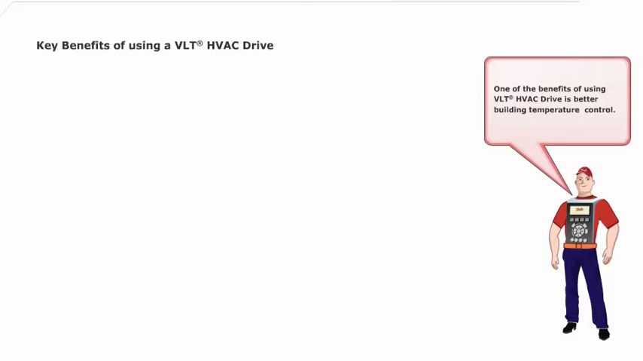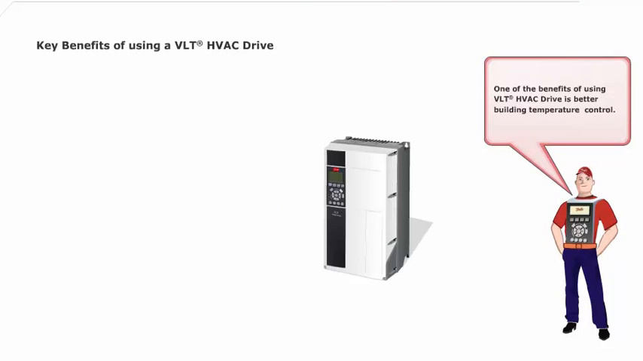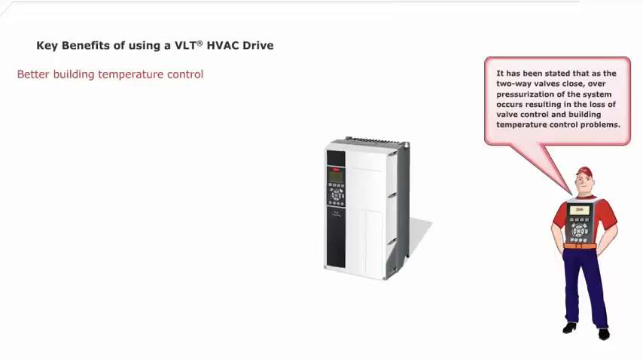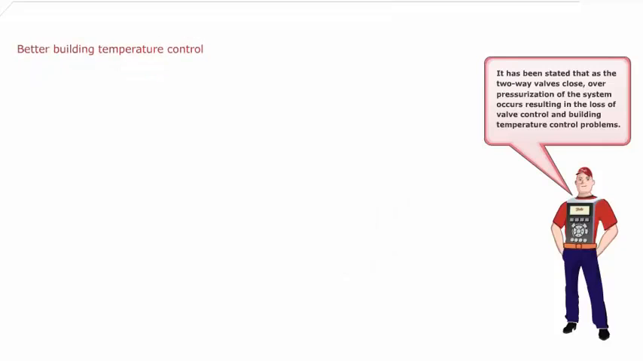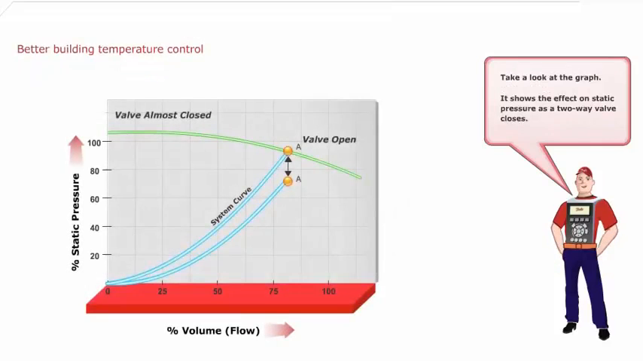One of the benefits of using VLT HVAC drive is better building temperature control. It has been stated that, as the two-way valves close, overpressurization of the system occurs, resulting in the loss of valve control and building temperature control problems. Take a look at the graph. It shows the effect on static pressure as a two-way valve closes.